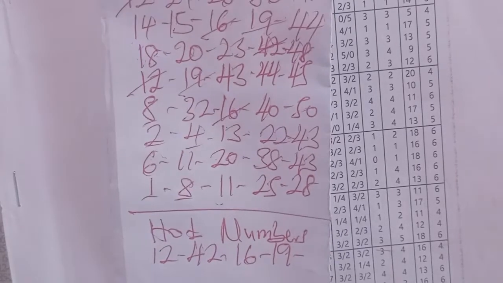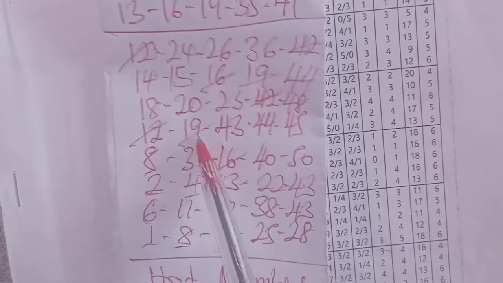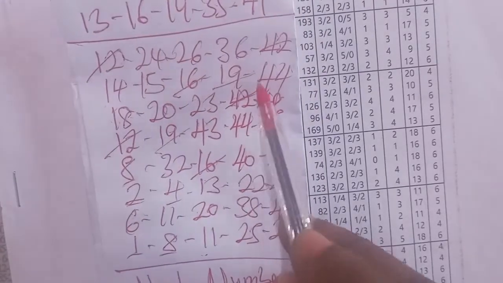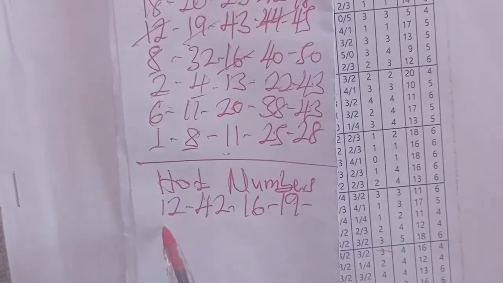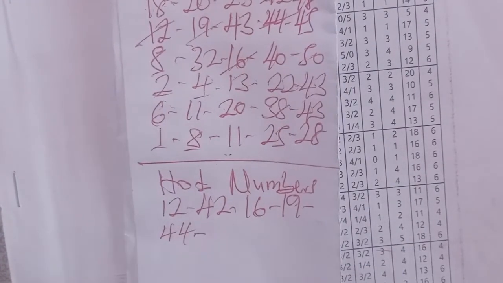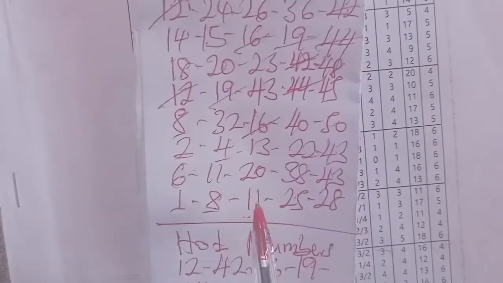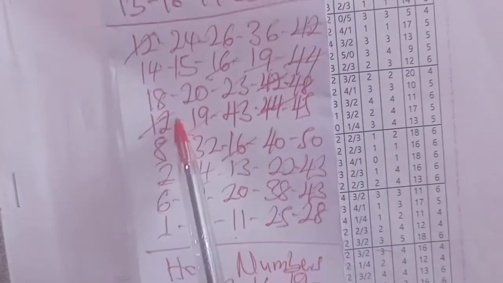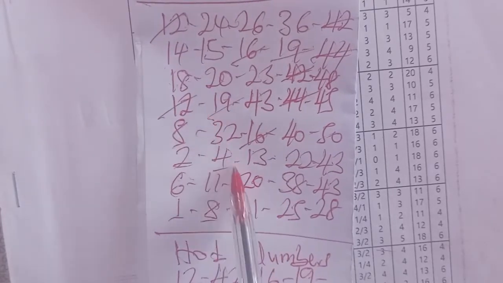likely to be repeated. Then we have the number 44. We have 44 here, so 44 will be a hot number. The next we have the number 18. 18 is only one.